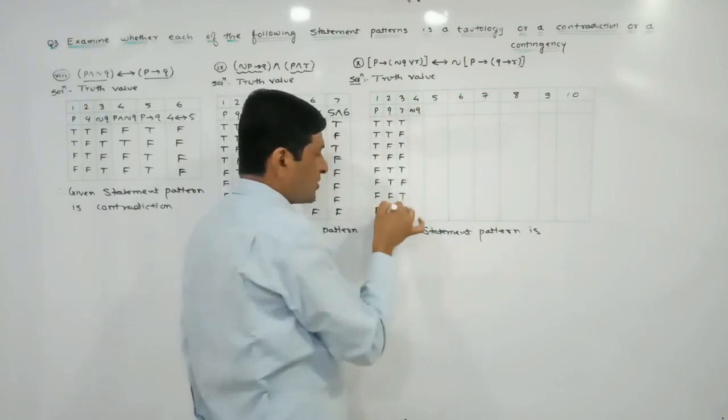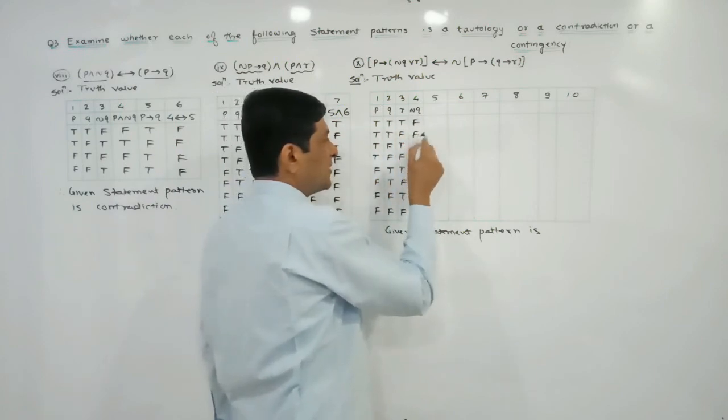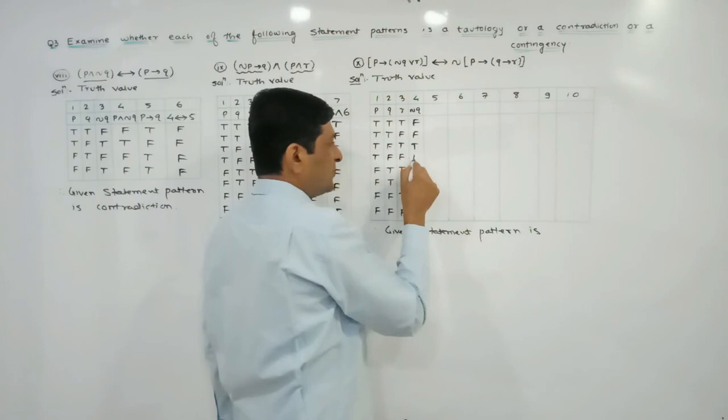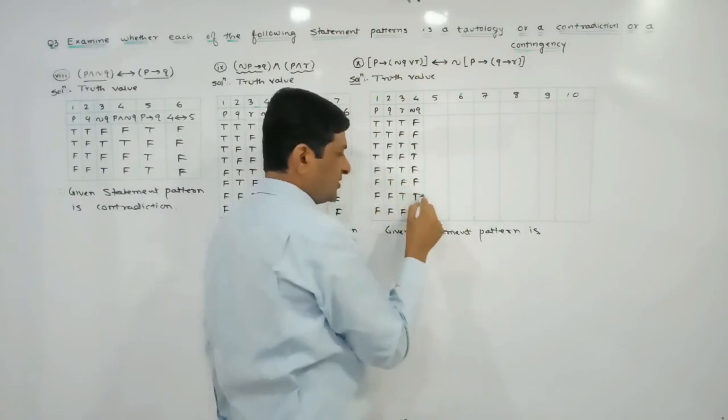Let us try to find out negation of Q. These are truth values of Q. We are finding their negation. Negation of true is false. Here also we will get false. Negation of this false will be true. Negation of true is false, and negation of this false is true.